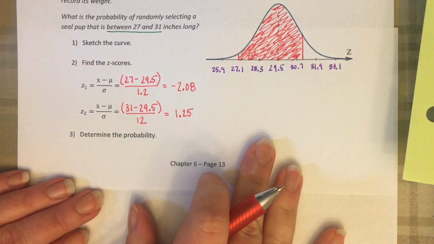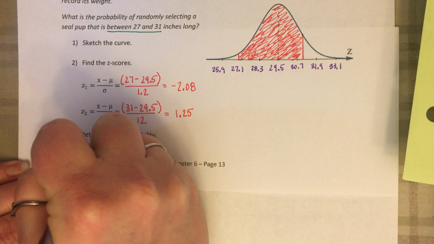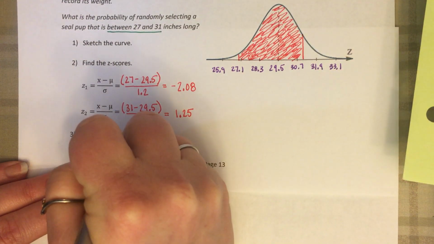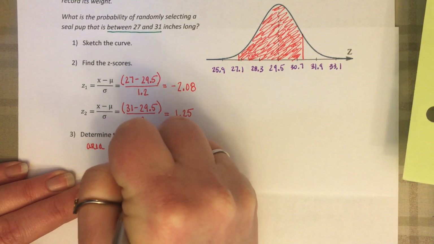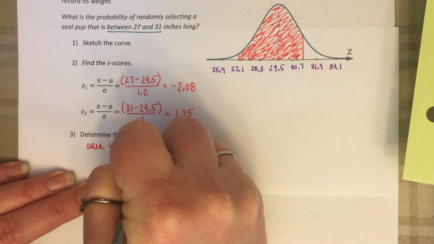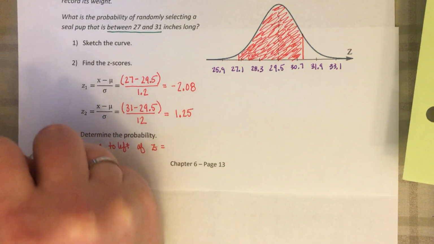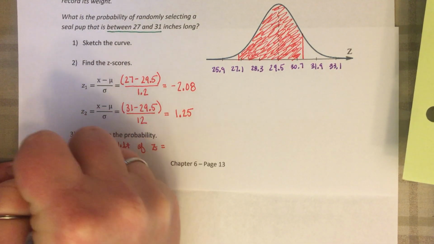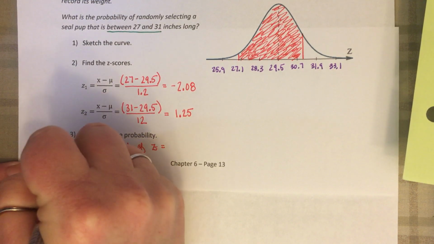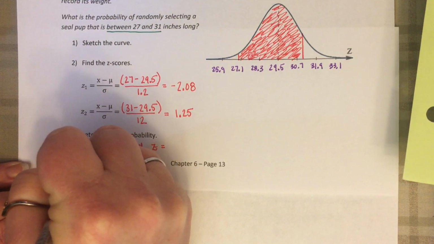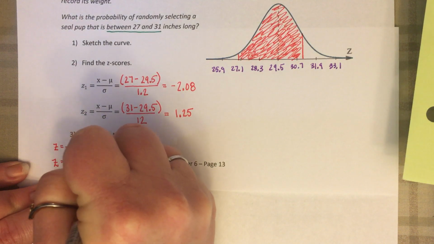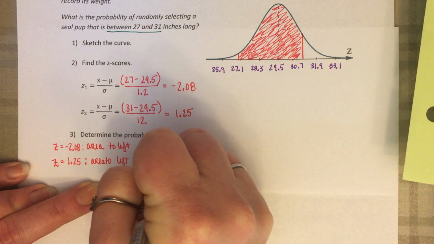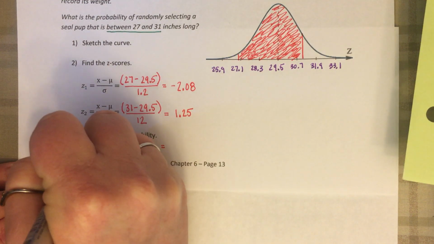So now we're going to move to our table. As we're moving to our table, we're looking for two areas. We're going to find the area to the left of our z. Our first z is negative 2.08, and our second z is 1.25. So we're going to be looking up two areas to the left of our two different z values.